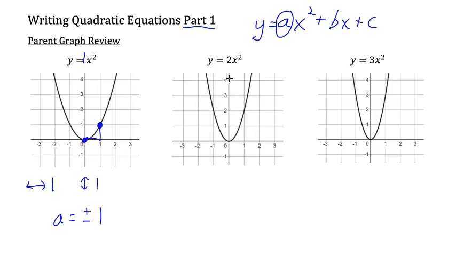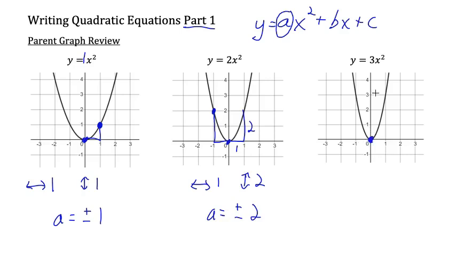Now here we have another family of graphs related to y equals 2x squared. Notice the first move for this one. The vertex is here and we go over 1, up 2. And notice that works in the other direction too. Any parabola with this characteristic will have an a value of positive or negative 2. If a is negative, the parabola is upside down.